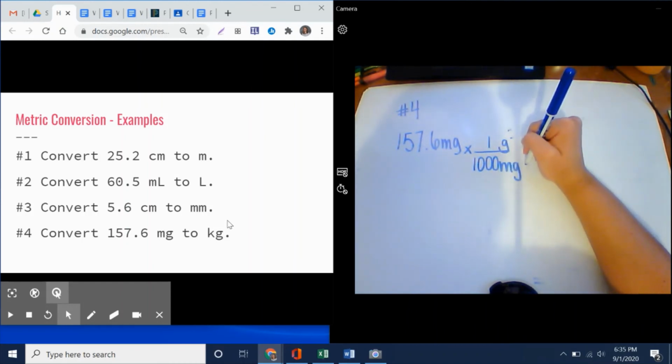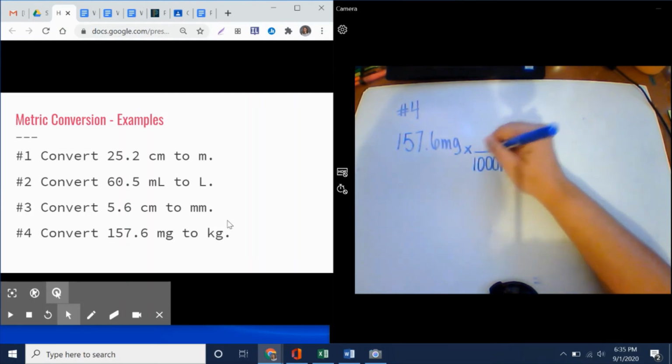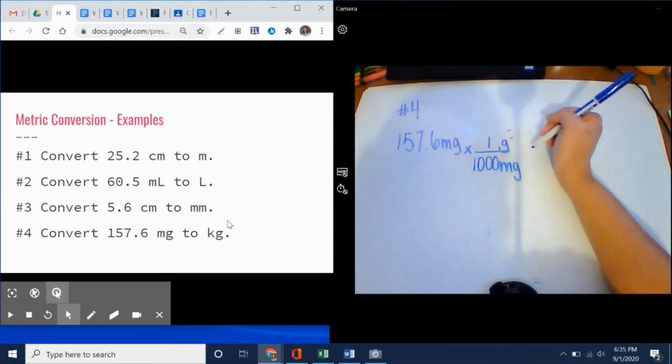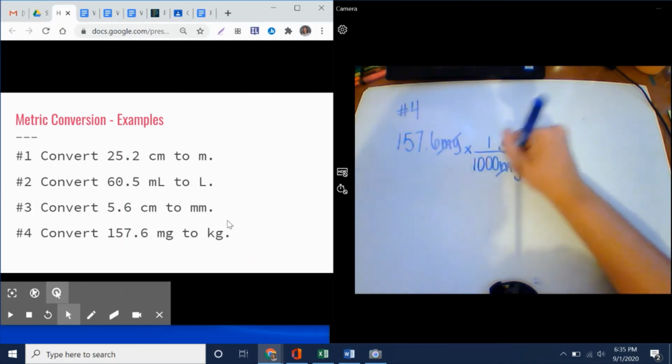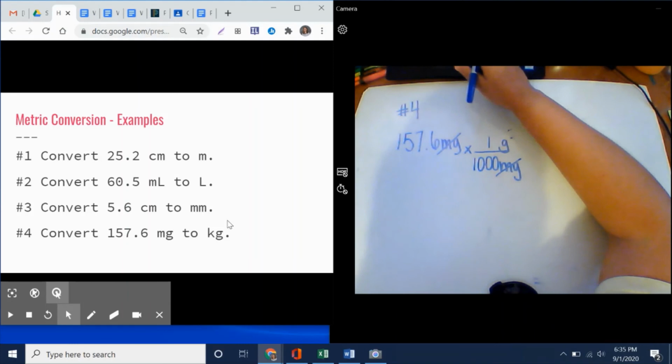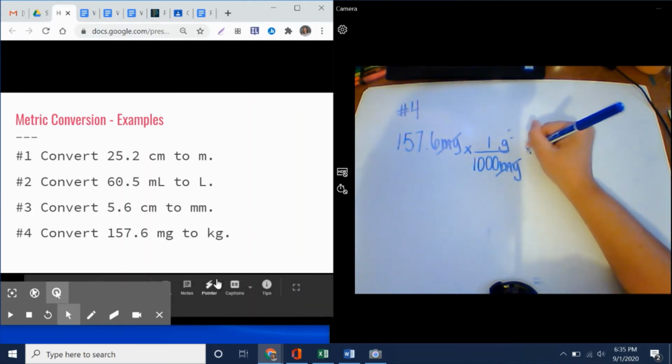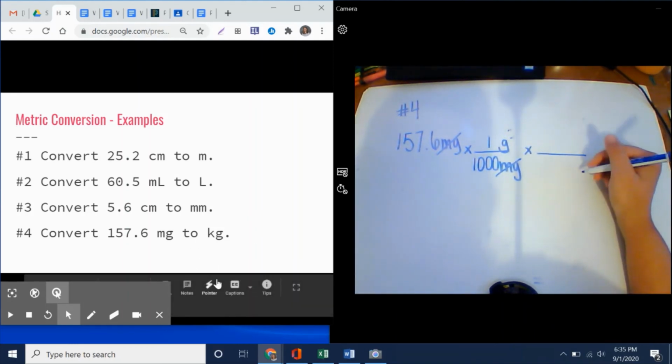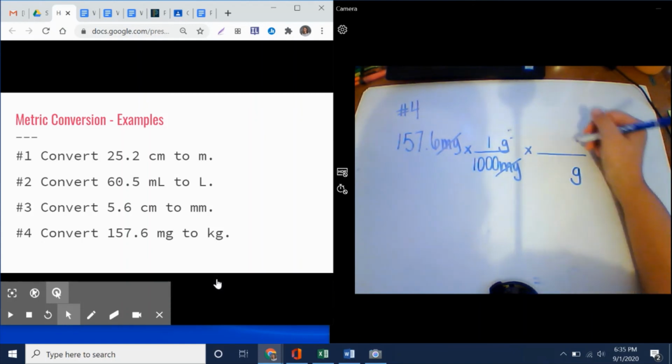All right, remember, a milli is really small. I need 1,000 of those small pieces to equal 1 gram. Milli and milligram cancel. We're left with grams. Now we have to go one step farther, though, because we really want kilograms. So if we want to get rid of grams, grams is going to go on the bottom. Kilograms can go up top.